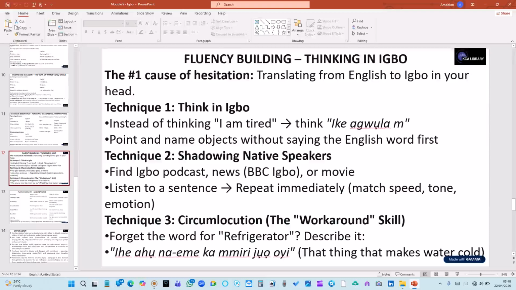Then technique number 2, shadowing native speakers. Find Igbo podcasts like BBC news in Igbo, or movies. Then listen to a sentence. Repeat immediately. Match speed, tone and emotion.